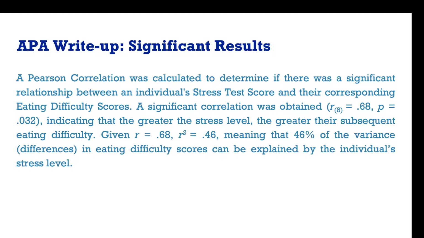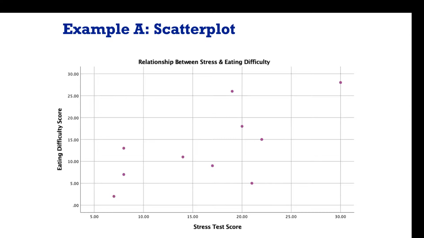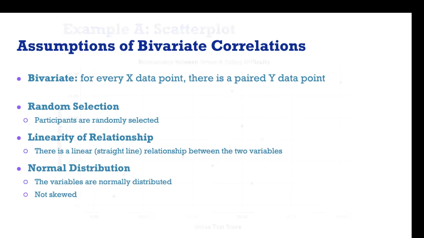Given R is 0.68, R squared is 0.46, meaning that 46% of the variance in eating difficulty scores is explained by an individual's stress level. Here is the scatter plot, and that shows us that as stress scores increase, eating difficulty scores are also increasing. We do have some assumptions of our bivariate correlation.